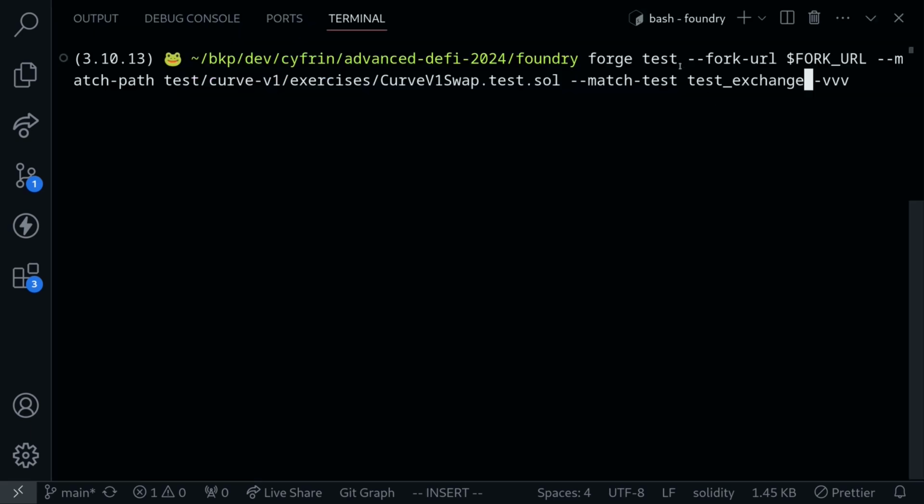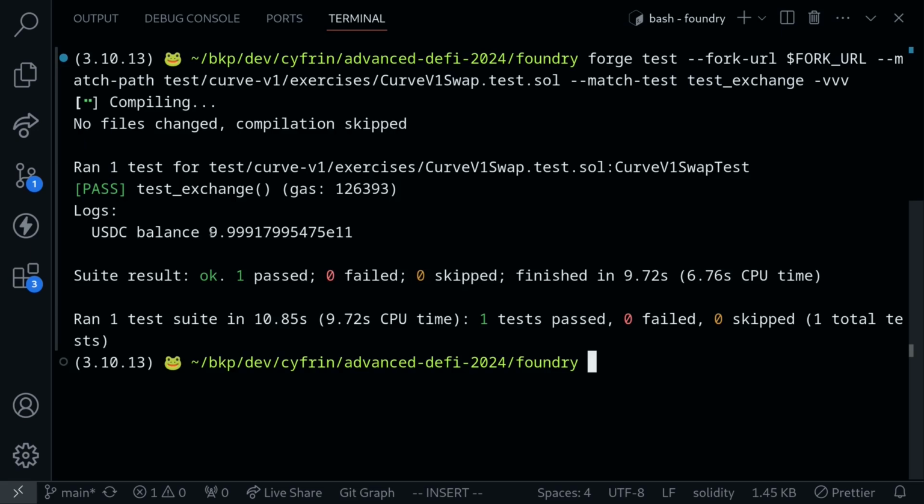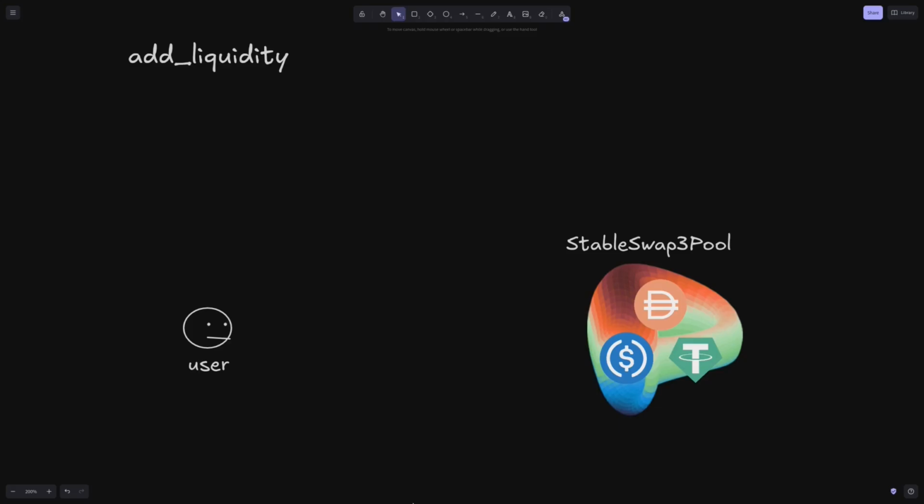Inside the terminal, I'll type forge test --fork-url, --match-path test/curve-v1/exercises/CurveV1Swap.test.sol, and the exercise that we're going to execute is called test_exchange. Okay, and our test passed. For putting in 1 million DAI, we got 999,917 USDC.